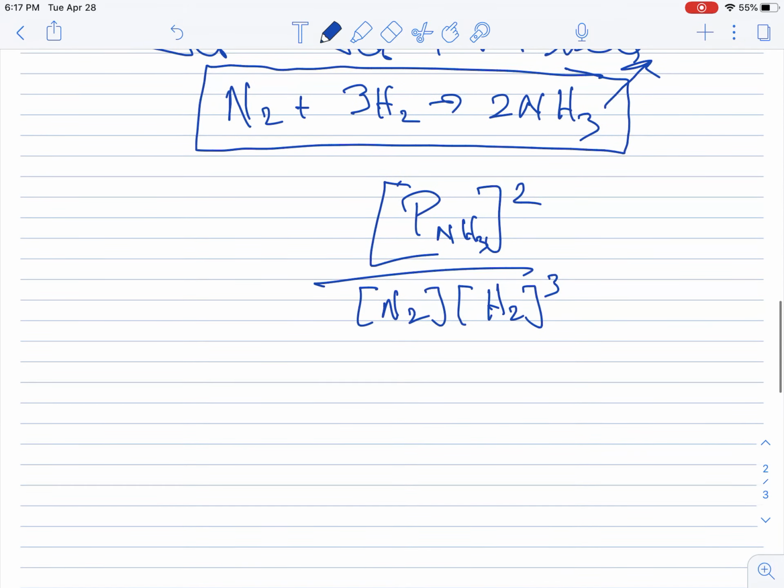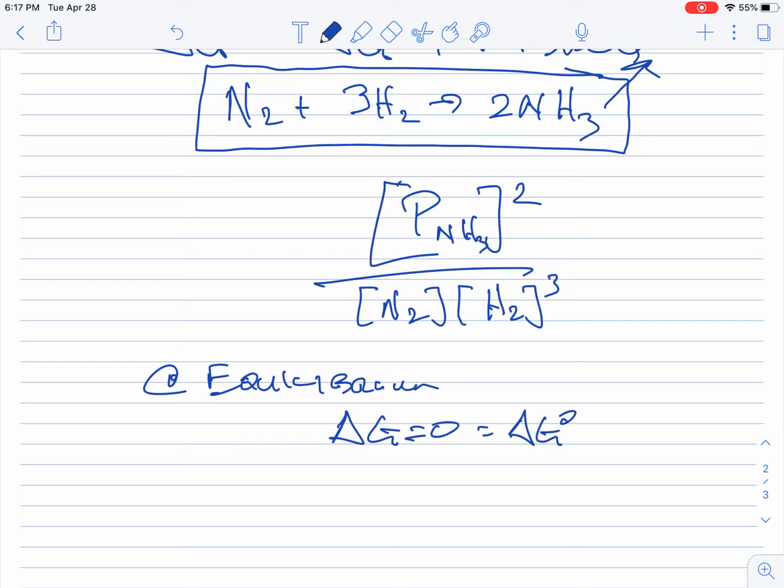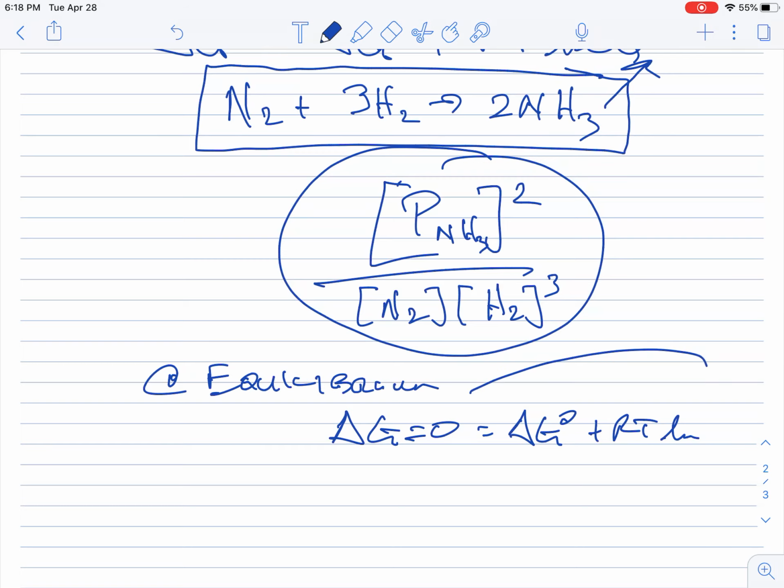So here's what I want to look at. If I want to figure out a point where we're going to be at equilibrium, at equilibrium, delta G is going to equal 0. And that's going to equal delta G naught plus RT times the natural log of Q. Now, but here's where the magic happens. Because we're going to figure out what's going to happen at equilibrium, instead of Q, we're going to put K.